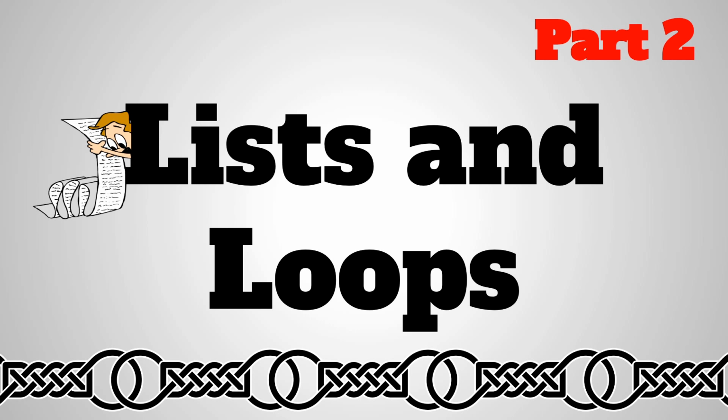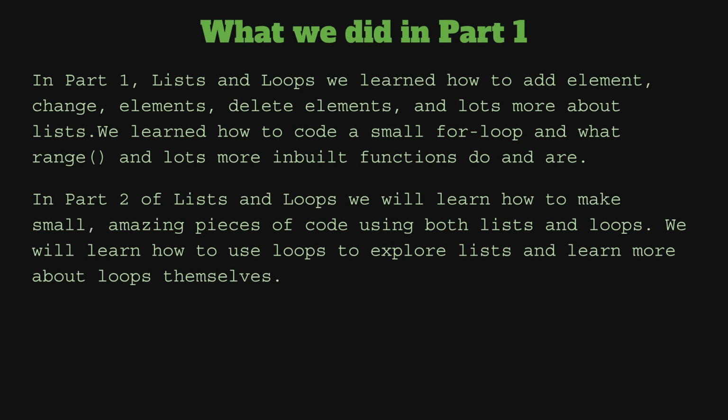Lists and Loops, Part 2. What did we do in Part 1? In Part 1, we learned about lists and loops. We learned how to add elements, change elements, delete elements, and lots more about lists and elements. We learned how to code a small for loop and what ranges are, and lots more built-in functions.